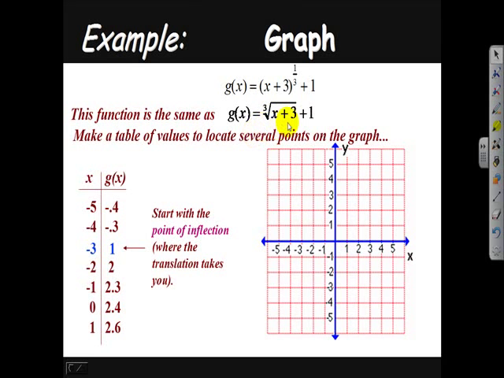Let's try that in our head. Negative 2 plus 3 is 1. Cube root of that is 1. 1 plus 1 is 2. That's how they get the 2.